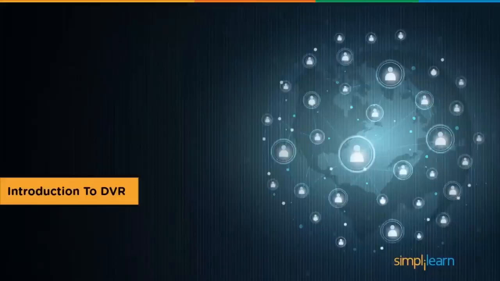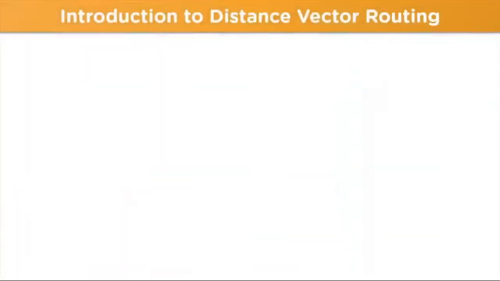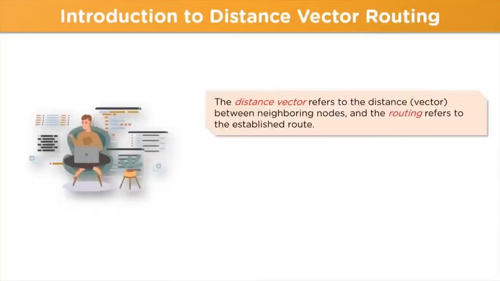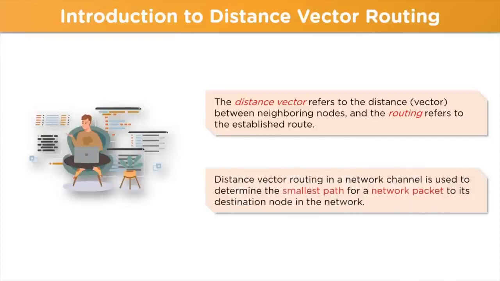Introduction to distance vector routing. Distance vector routing refers to the distance or the vector between the neighboring nodes in a network channel, and the routing part refers to the established route through which data packets are transmitted in the network channel. The other aspect of this routing protocol is to determine the shortest path for a data packet in the network to reach its destination.